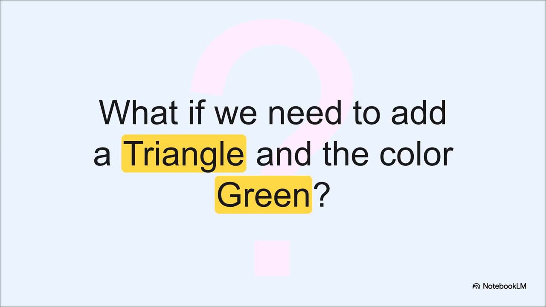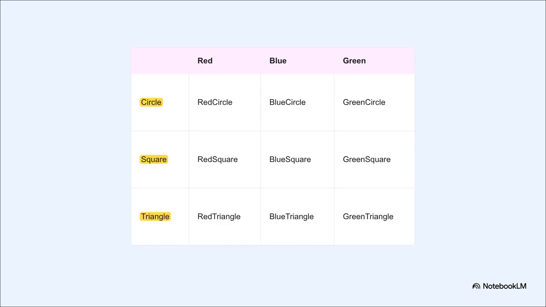But you know how it goes. The product manager comes back with a small change request. They want to add a triangle shape and the color green. Sounds simple, but this is exactly where our inheritance model starts to show some serious cracks. And boom! Just like that, we've gone from 4 classes to 9.